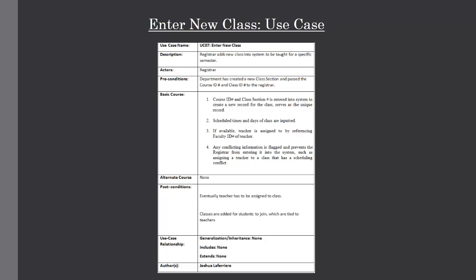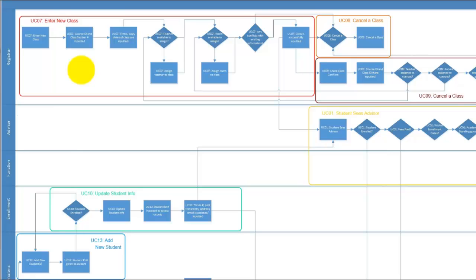After that, we check for any conflicts with existing information. In this situation, we do not have any conflicts, so we keep moving on to the class being successfully inputted. Use case 7 is also related to use case 8, cancel a class, use case 9, check class conflicts, and use case 1, student sees advisor.